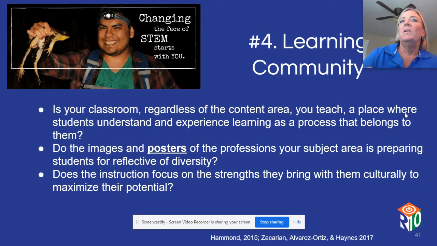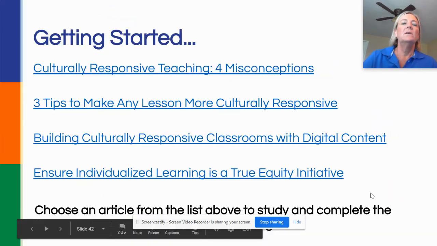Number 4, your learning community. Your classroom is a learning community. Regardless of the content area you teach, a place where students understand and experience learning as a process that belongs to them. Do you have images or posters in your room that reflect diversity in your subject area? This is a live link to posters that you are welcome to print and use. Does instruction focus on the strengths that you bring with them culturally to maximize their potential? And this also provides a link for you to some great resources about Hispanic learners and ways to bridge those.